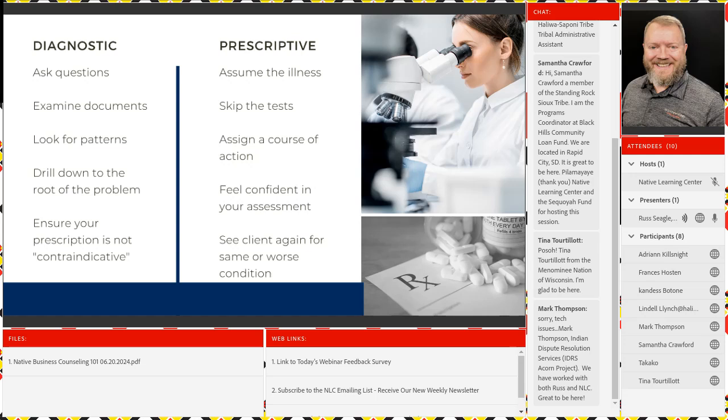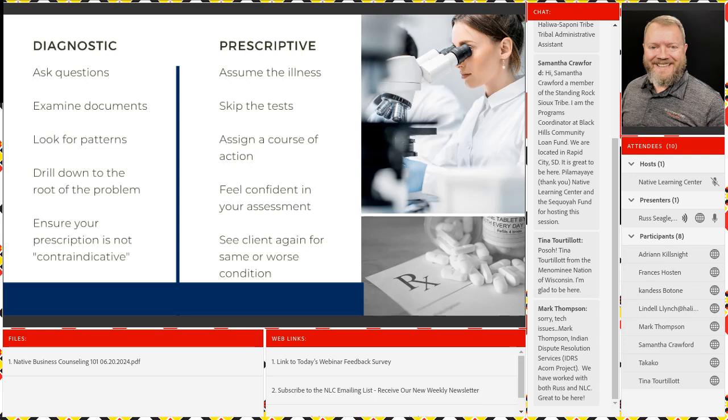All right, I'm going to talk about that in just a second. If you're prescriptive, you're going to see that client again because they're either going to be in the same condition or worse. Things are not going to get better. What we want to make sure that we do is we don't give somebody a cure that is worse than the disease. I don't want to tell somebody to go out and spend money on a solution when spending money is the last thing they need to do.